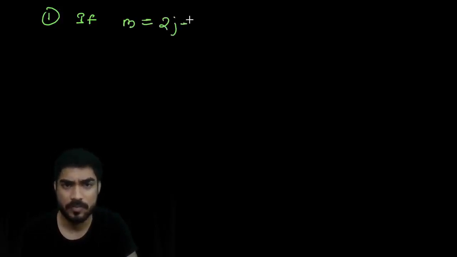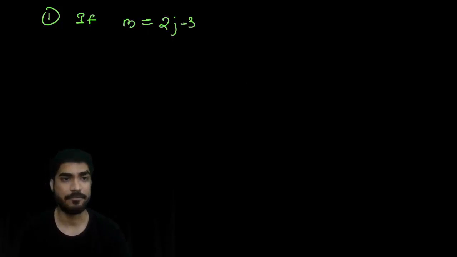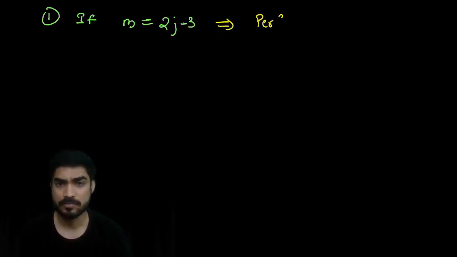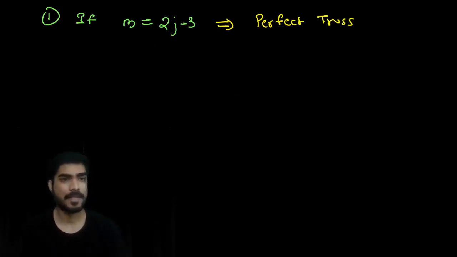Now, understand this. There are three conditions. First, if M is equal to 2J minus 3, perfect truss. Okay, if M equal to 2J minus 3 means perfect truss.